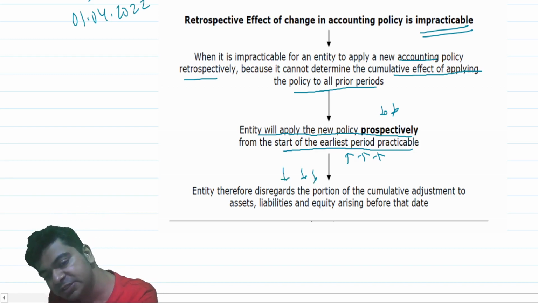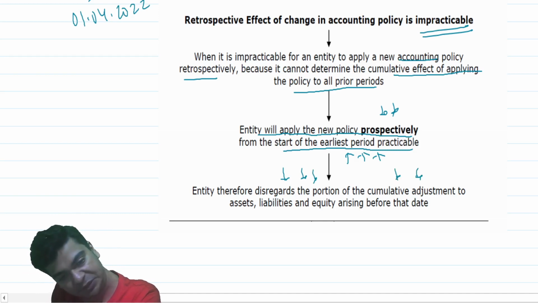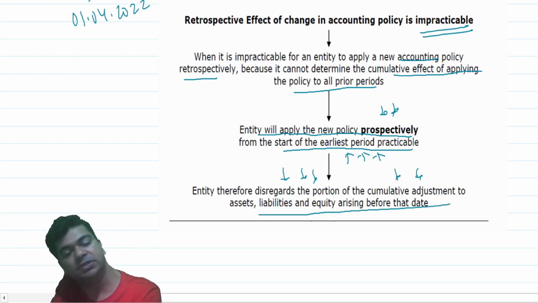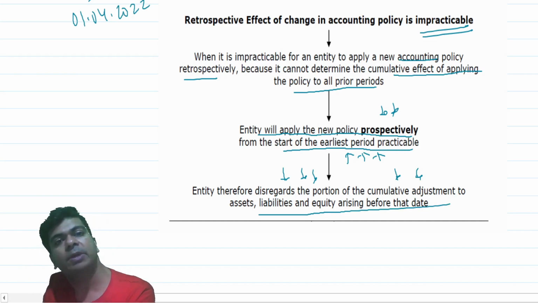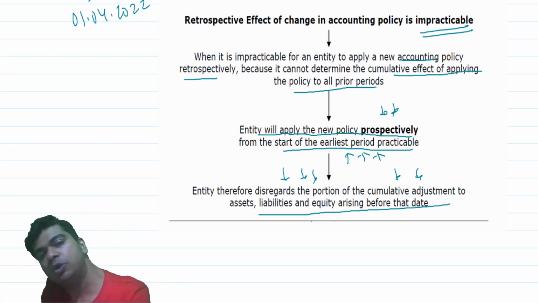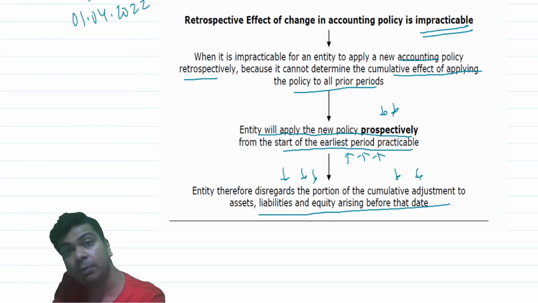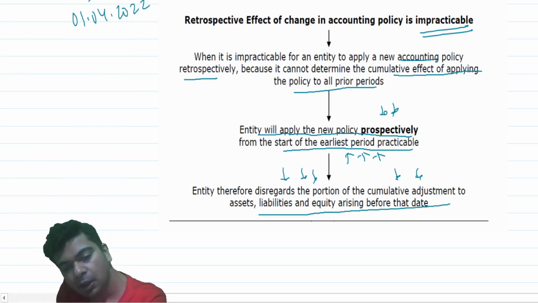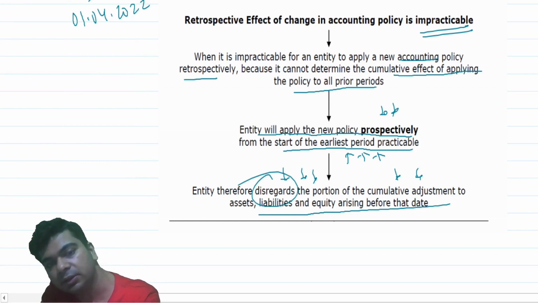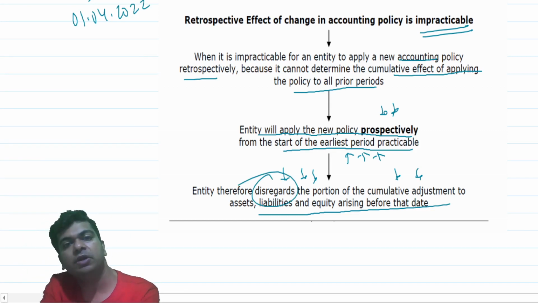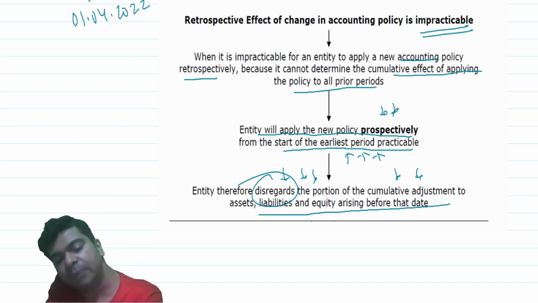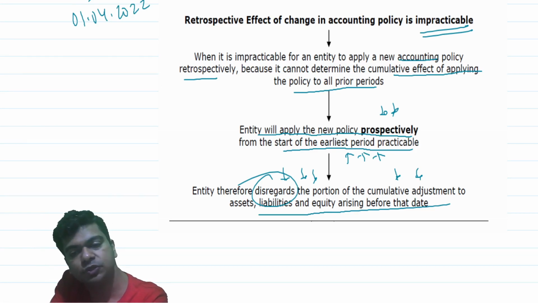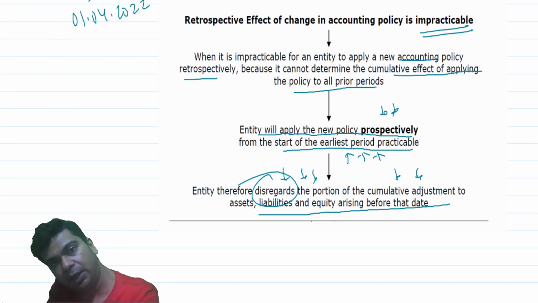The entity therefore disregards the portion of the cumulative adjustment to assets, liabilities, and equity arising before that date. You may say 25 years, only you are doing calculation only for 5 years. What about the 20 years preceding that? The entity will disregard the same, right? Whenever the retrospective calculation for a change in the accounting policy is impracticable, this is the way out under Ind AS 8. Do your calculations, but from the period from which it is practicable. The period before that shall be ignored.